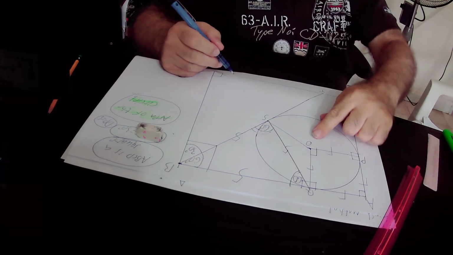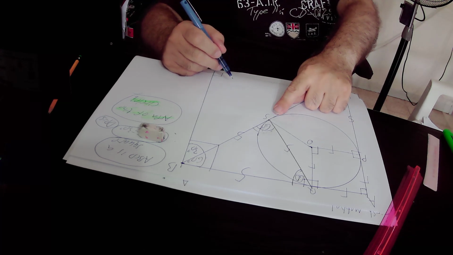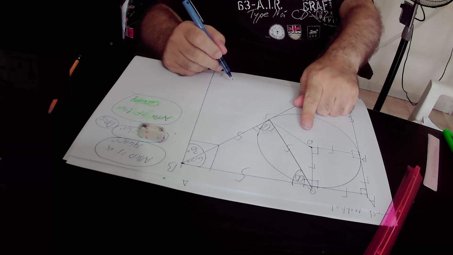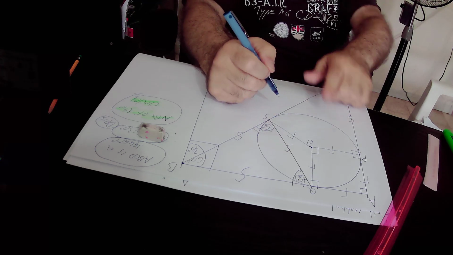Point O is the center of the circle. Point S is the point of the circle itself. Therefore, OS is the radius of the circle that is equal to R.